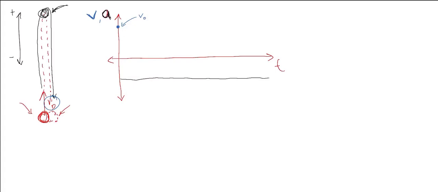Now, acceleration is constant, so we know that our velocity graph needs to have a constant slope, because the slope of the velocity versus time graph is equal to the acceleration at any point, all right?